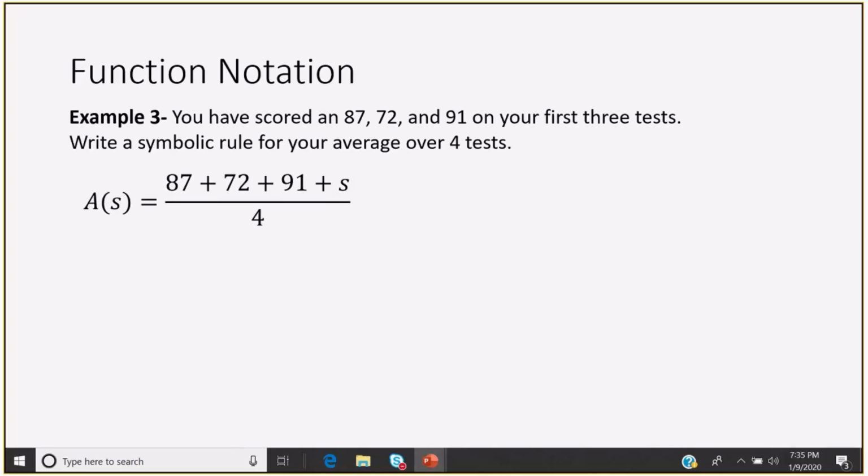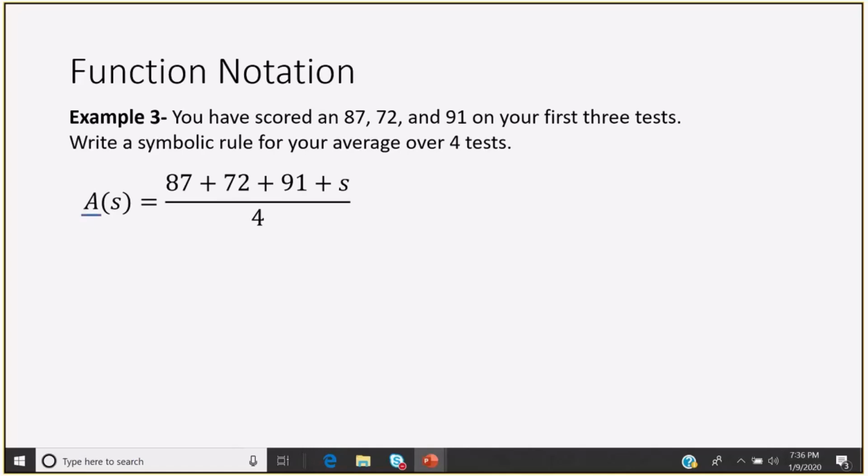And so this example says, let's say you have your first 3 scores on your test, 87, 72, and 91, and you want to write a symbolic rule for your average over 4 tests. So even if you didn't know function notation, you would probably say, okay, average, I add up my numbers, and since I have 4 of them, I divide by 4. So 87 plus 72 plus 91 plus whatever you want to call your variable. You don't really know what your last test is. I said it was S. You could have said it was X. That's perfectly fine. And it's all over 4.